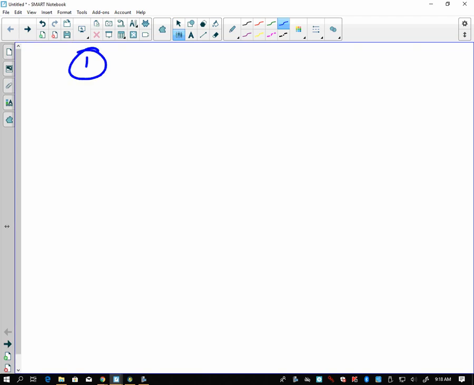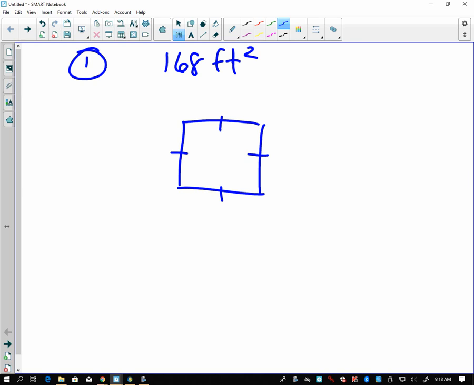They're going to tell you that the area of a square garden. There's no picture that goes with this, so in my box, I'm going to draw a square. What do I know about a square? All four sides are congruent. And they're going to tell you that the area of the square garden is something like, let's say, 168 feet squared.